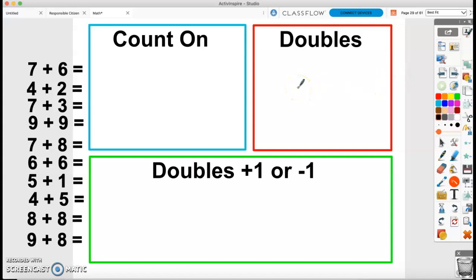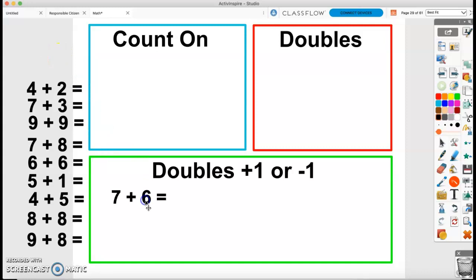Let's try some more. This time we're going to figure out where our problems go. If it is a count on, a doubles, or a doubles plus 1 or a doubles minus 1. So we're going to look carefully at these. I have 6 plus 7. I know it's not a count on because neither one of my add-ins are 1, 2, or 3. I know it's not a doubles because neither of my add-ins are the same number. So I know it has to be a doubles plus 1 or a doubles minus 1.